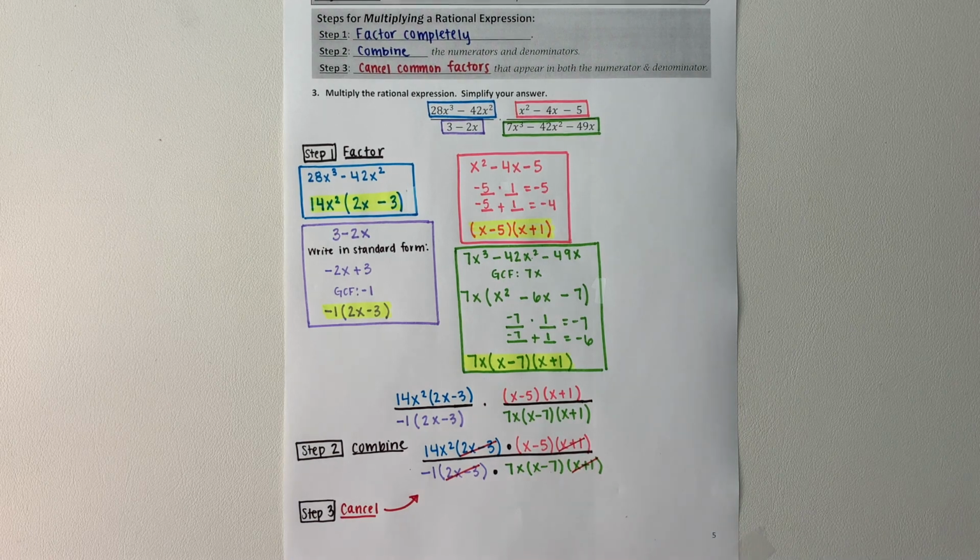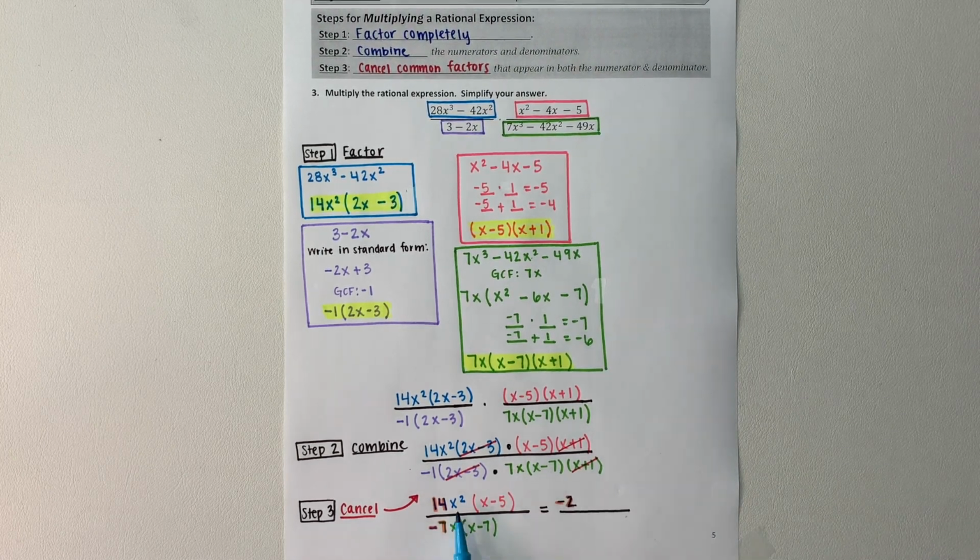If you're comfortable, you can continue canceling this expression, but I'm going to write what we have left before I continue to cancel. So in the numerator, we're left with 14x squared times x minus 5. And in the denominator, we're left with negative 1 times 7x times x minus 7. Notice that I've multiplied the negative 1 times the 7x to give us negative 7x. Now we can do some more canceling here. 14 divided by negative 7 equals negative 2.